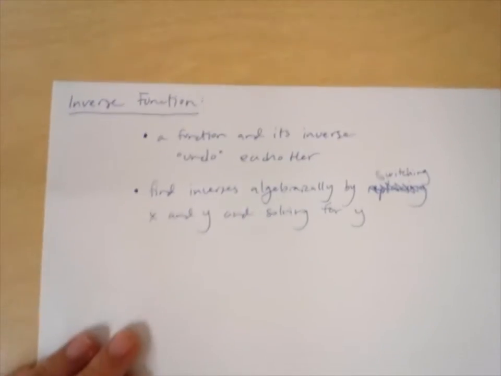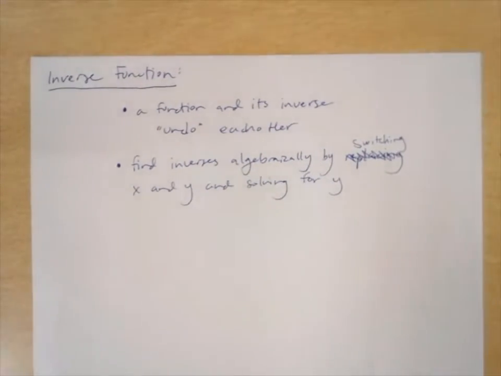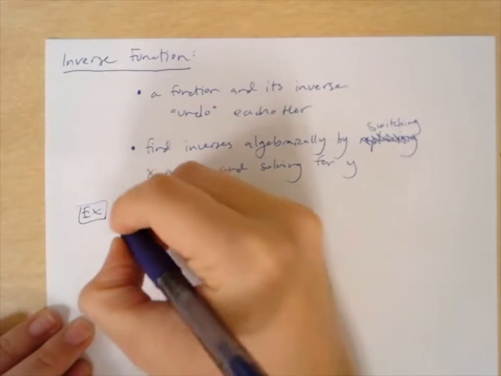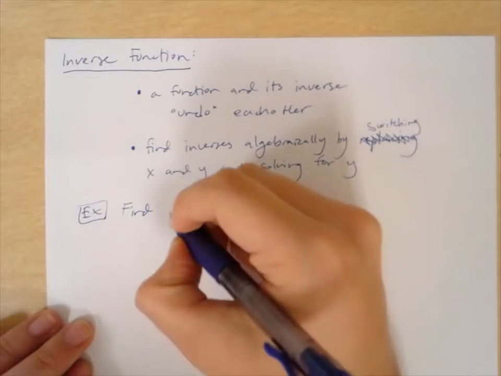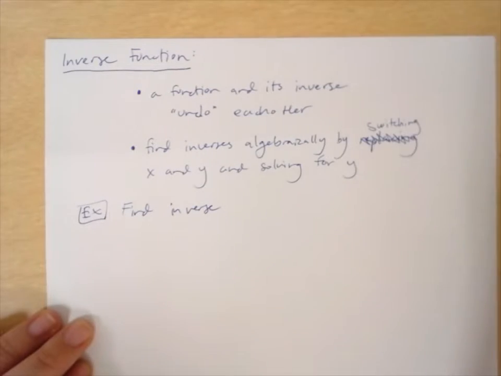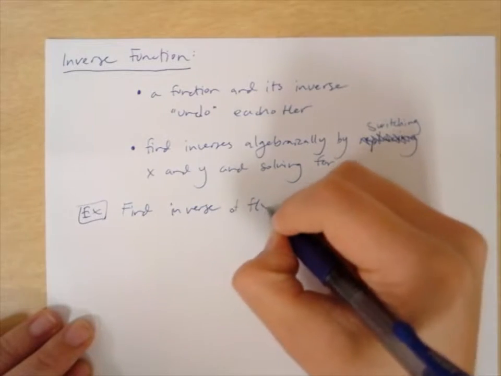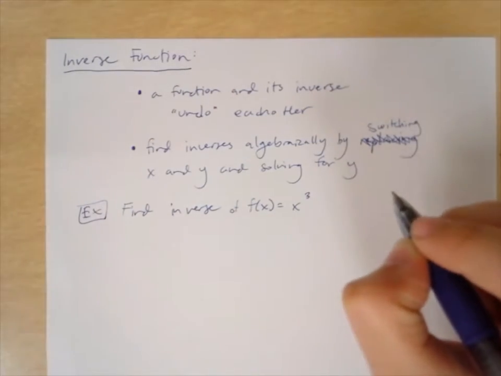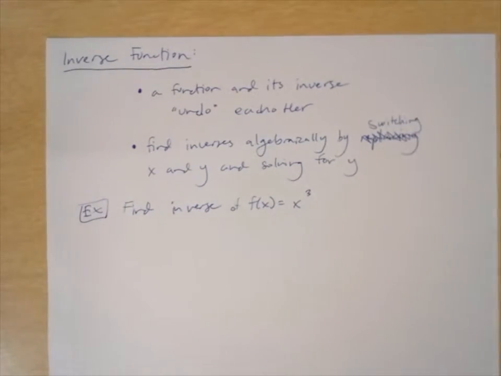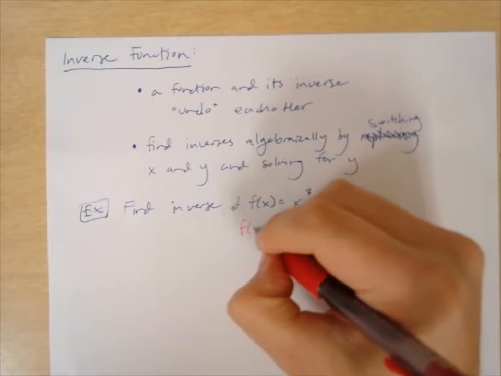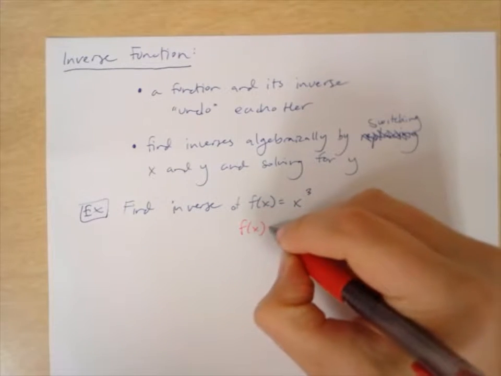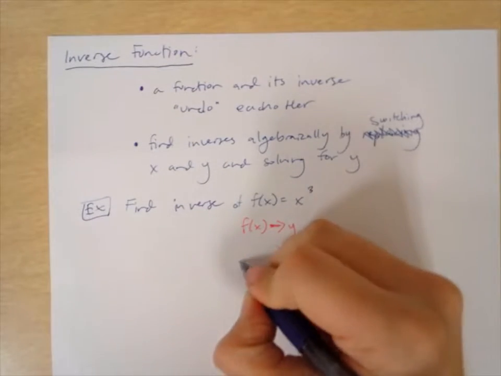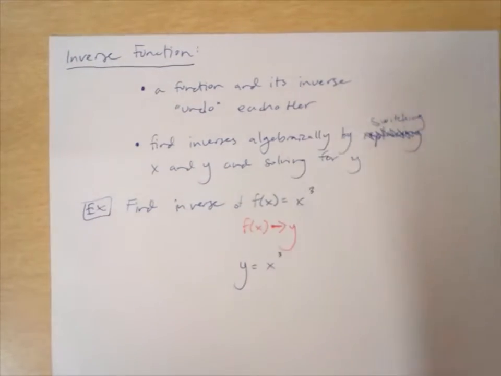Alright, let's just get a little bit closer here. There we go, that's better. Alright, so let's do our first example. If we're asked to find the inverse of the function f of x equals x cubed. Remember that f of x here just means y. And so what we can do is rewrite this as y equals x cubed.